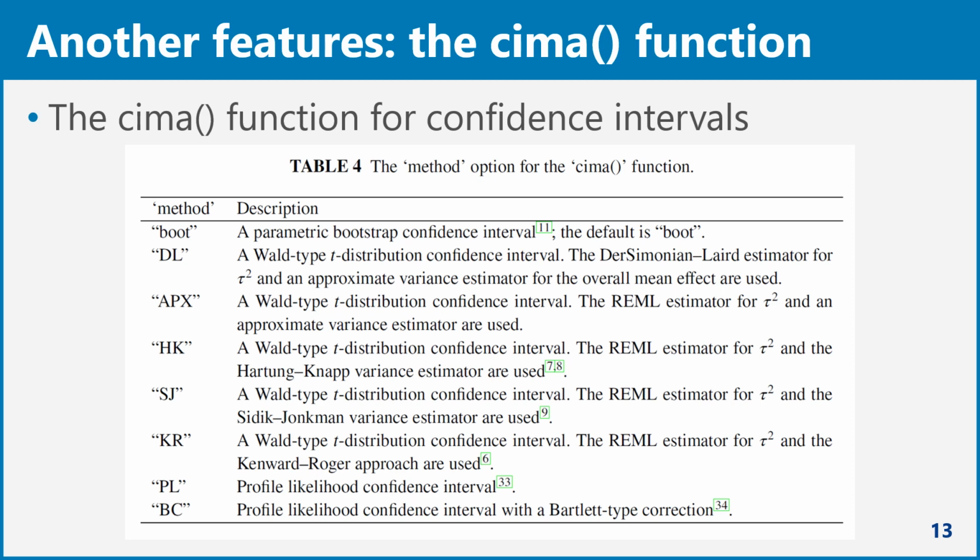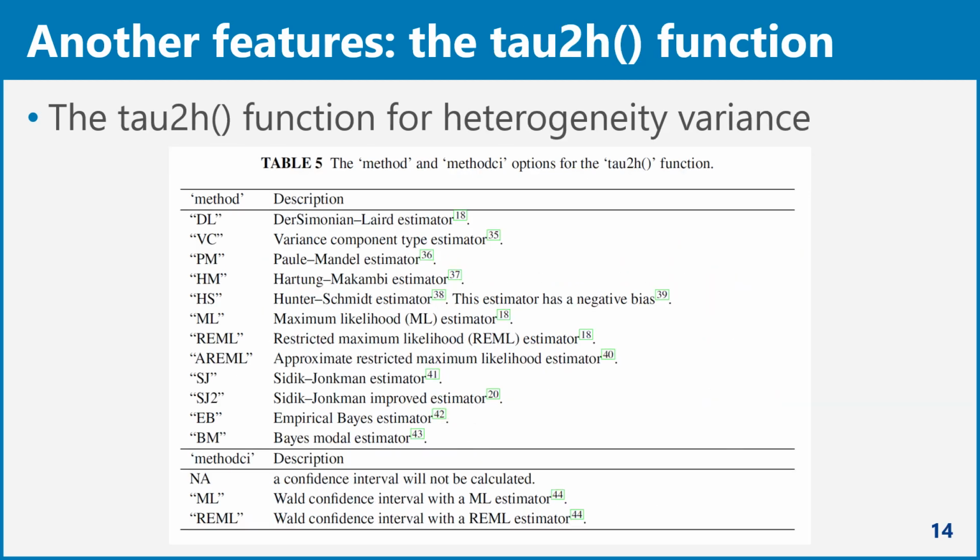Now, I'd like to show you other features of the pimeta package. The pimeta package has the cima function for confidence intervals. Many methods to construct confidence intervals for random effects meta-analysis have been developed. This function supports 8 types of confidence intervals listed below. Next, the pimeta package has the tau-squared hat function for heterogeneity variance estimators. Many methods to construct heterogeneity variance estimators for random effects meta-analysis have also been developed. This function supports 12 types of point estimators and 2 types of interval estimators.